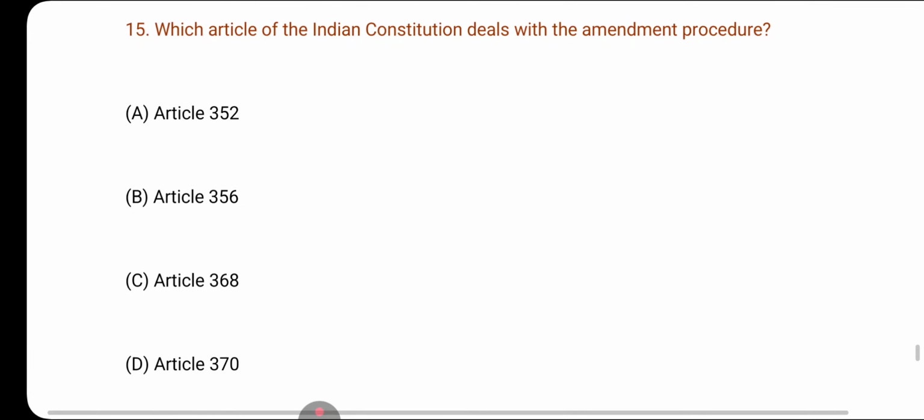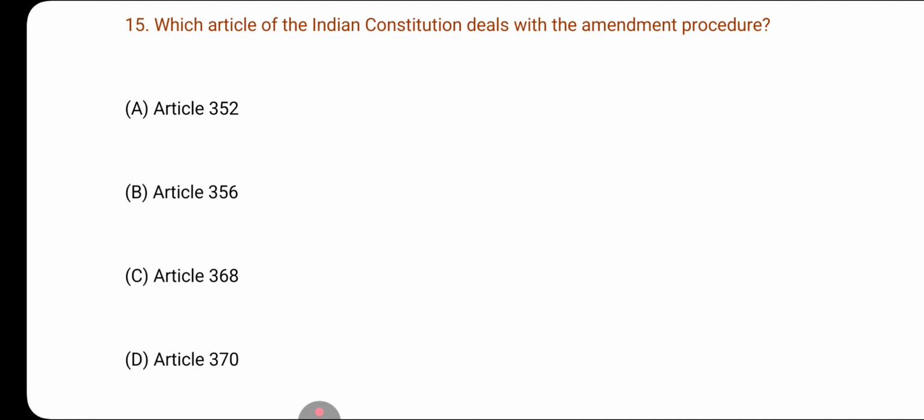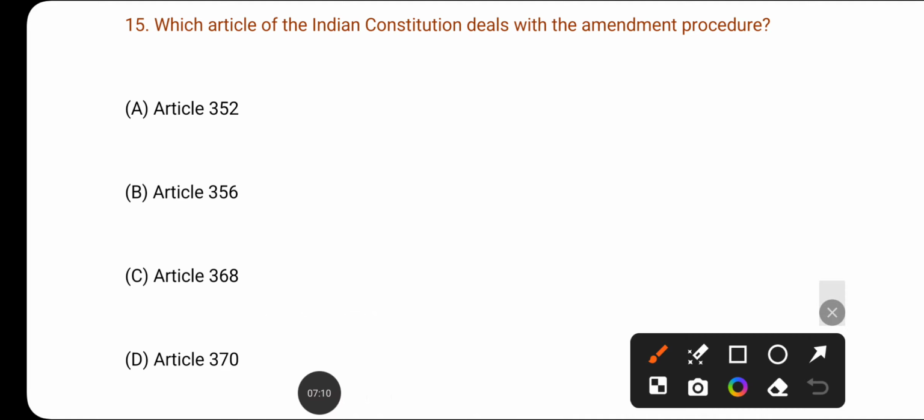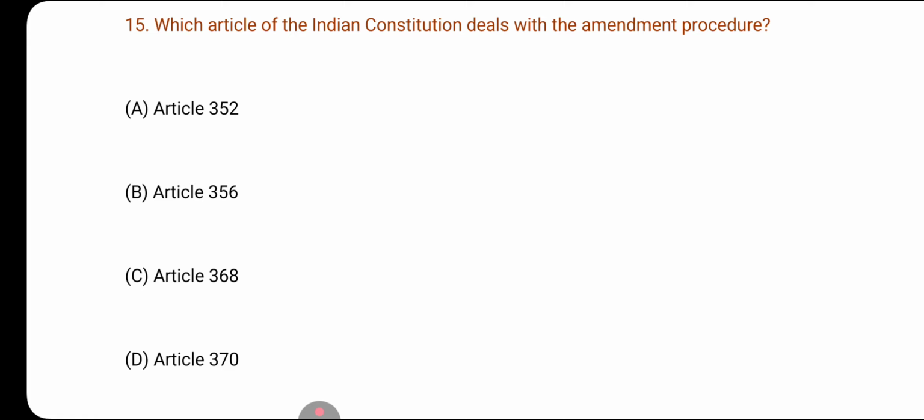Next is an important question. Which article of the Indian Constitution deals with the amendment procedure? The amendment procedure. Article 352, Article 356, Article 368, Article 370. The correct answer is option C. Article 368 deals with the amendment procedure.